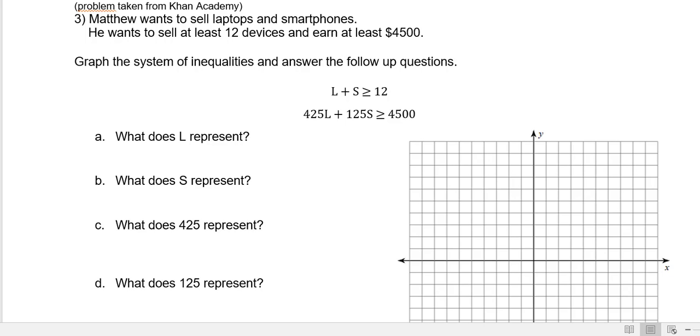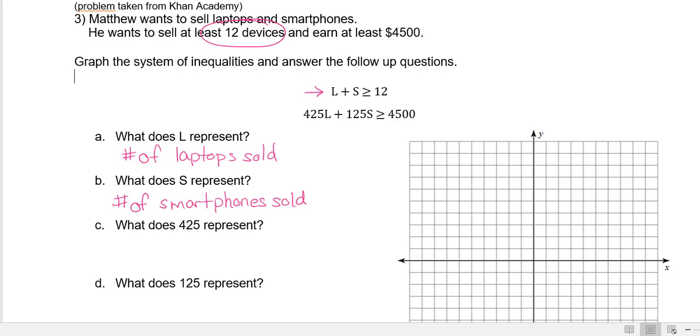L is going to represent the number of laptops sold, and S is going to represent the number of smartphones sold. And one way that I was able to tell was from this very first equation that L plus S has to be greater than or equal to 12. We know he wanted to sell at least 12 devices, so that makes sense for that first equation.